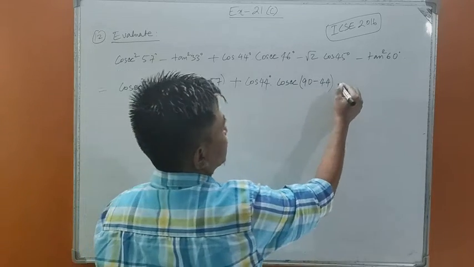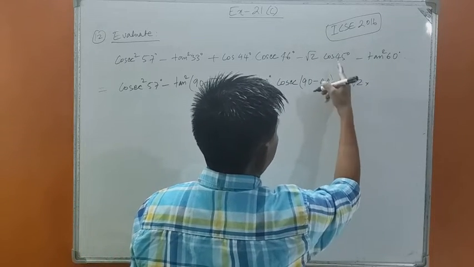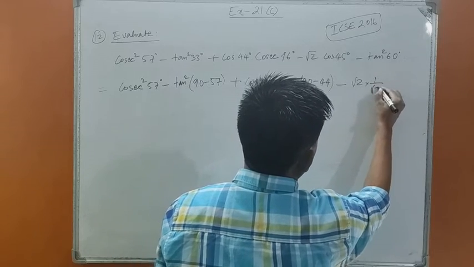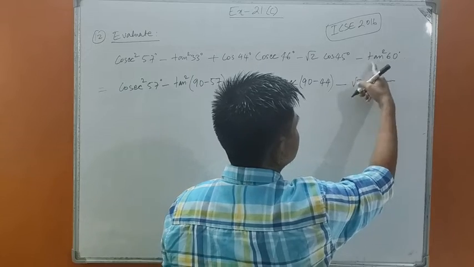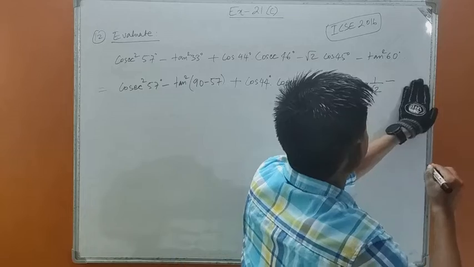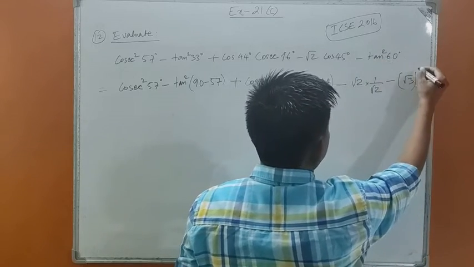Okay. So minus, I have root 2 here, root 2 into cos 45. What is the value of cos 45? Cos 45 means 1 upon root 2. Minus tan 60. What is the value of tan 60? Tan 60 is root 3. And we have square here, so we must put the square.